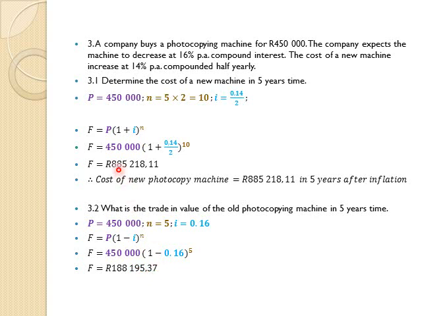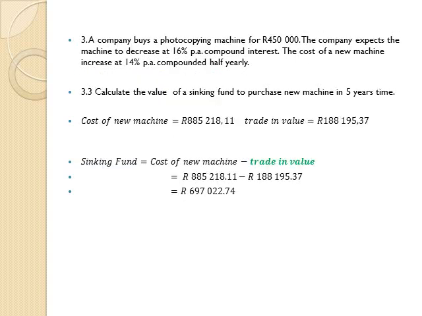So that's how much he needs to buy a new machine. This is how much he'll get when he sells his old machine. Between the two, we must be able to find the value of our sinking fund. Alright, calculate the value of a sinking fund to purchase a new machine in 5 years' time. Sorry there for my English. To purchase a new machine in 5 years' time.